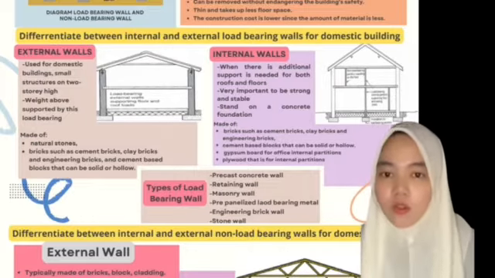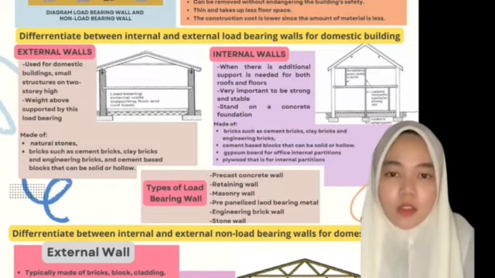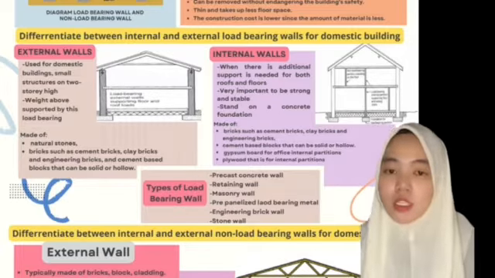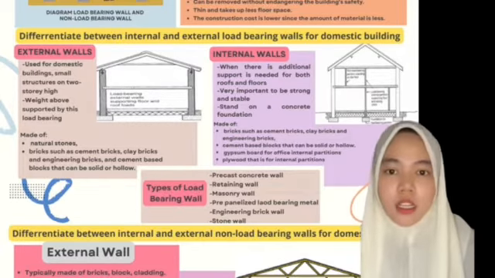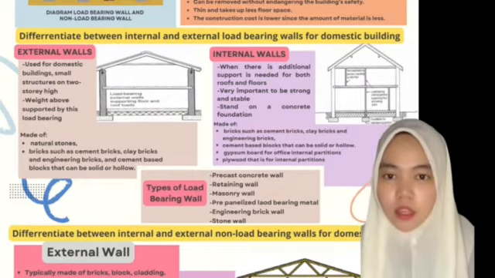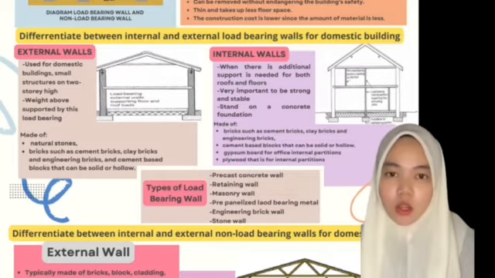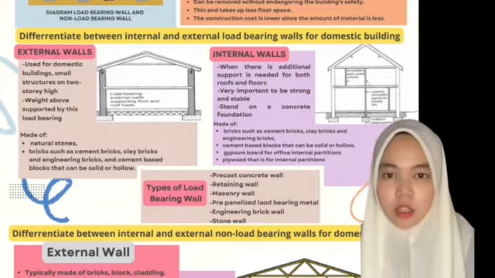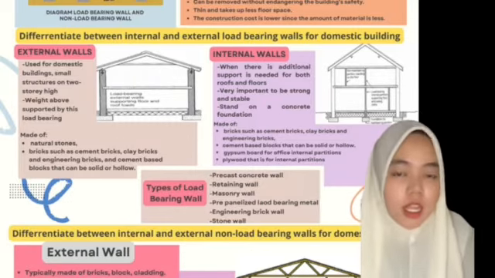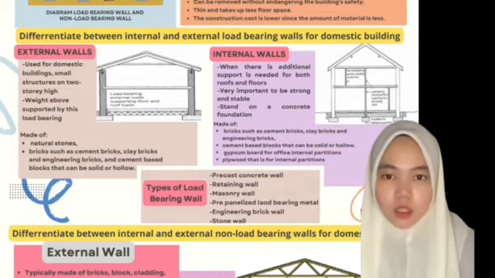While internal walls are usually in the building if there is additional support needed for the building. That is why the internal walls need to be super strong and stable. Usually, the internal wall will be standing on a concrete foundation. The internal walls are also made of cement bricks, clay bricks, or engineering bricks, like the external walls.